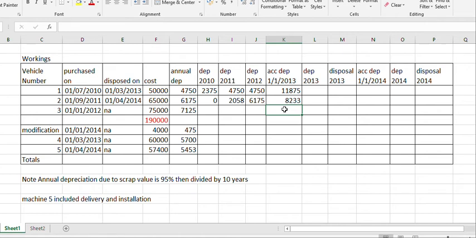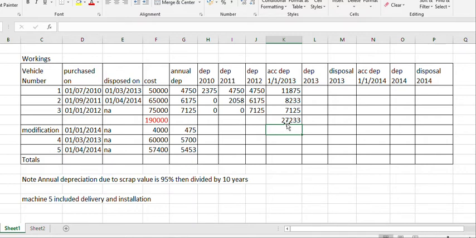8,233. And then machine 3 was purchased on the 1st of the 1st, 2012. So 2010, we didn't have it. 2011, we didn't have it. 2012, the machine was bought on the 1st of January, so a full year's depreciation in 2012, 7,125, gives us a total of 7,125. So our total depreciation on the 1st of the 1st, 2013 would be 27,233.